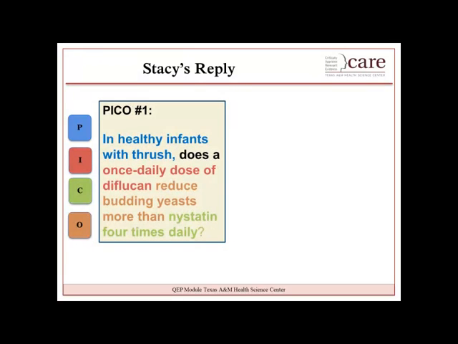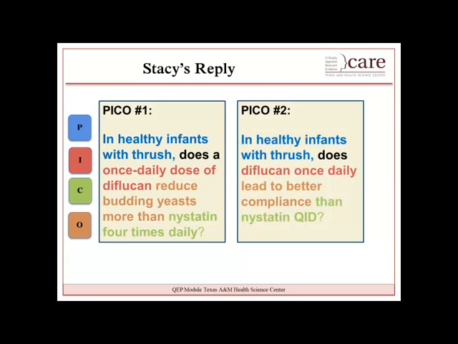One question is, in healthy infants with thrush, does a once daily dose of diflucan reduce budding yeast more than nystatin 4 times daily? A second question is, in healthy infants with thrush, does diflucan once daily lead to better compliance than nystatin? Dr. House is so impressed. He then adds, now we need some answers to these questions.